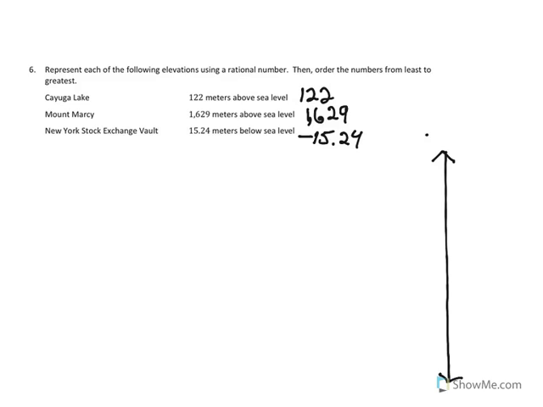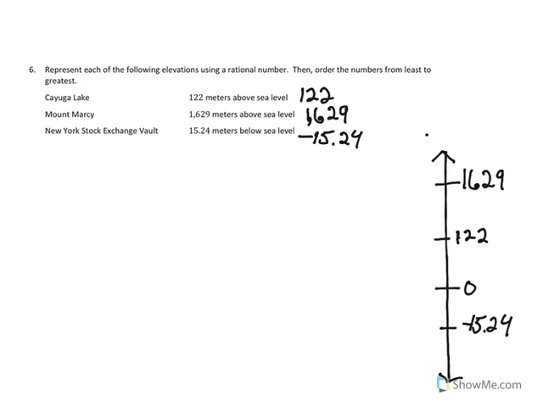It looks like we only have one negative number, so I'm going to put that over here, make our 0 lower. Our negative numbers will be below sea level, so I'm going to put negative 15.24 down here. And then looking at the positive numbers, the first one is 122 in the positive realm, and the next positive rational number is 1,629.